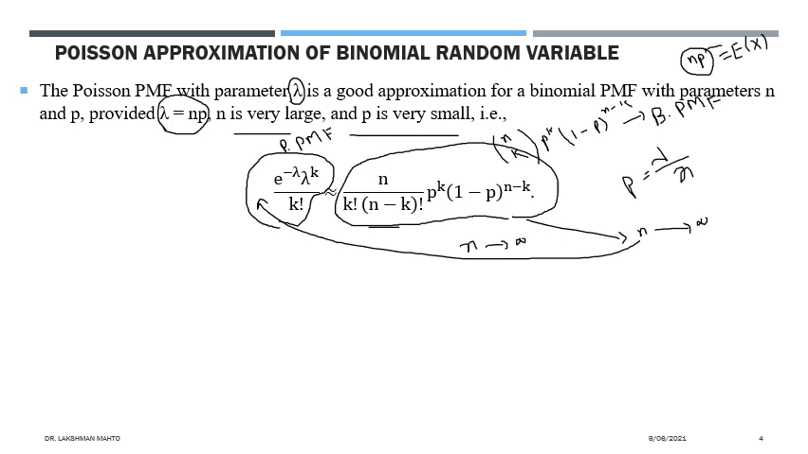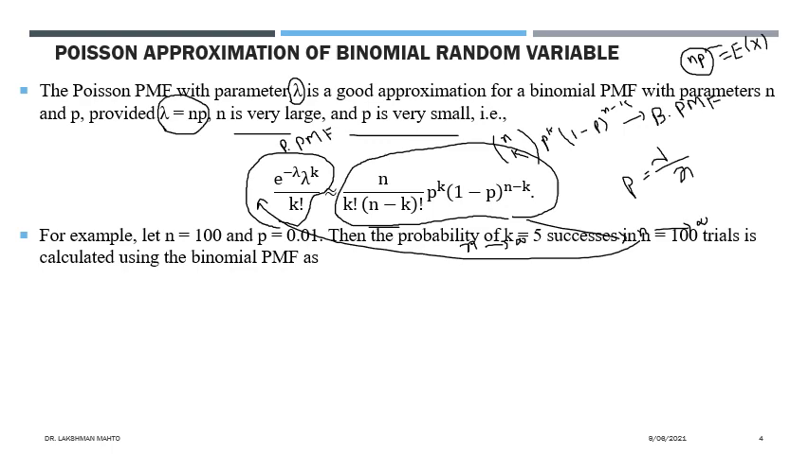So it is all about approximation of this by asymptotic approximation. You can say asymptotic approximation of a binomial distribution by the Poisson distribution. Asymptotic means when n tends to infinity. That is the meaning of asymptotic approximation. Okay, so I will take one example.